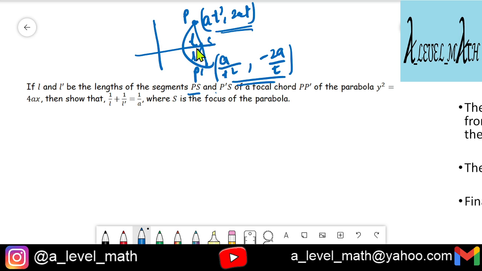If this is not the focal chord, then these need not be the two points. It's only valid at square 2at and a by t square minus 2a by t. These two points are only valid if this PP dash is the focal chord, otherwise it's not. So keep that point in mind.